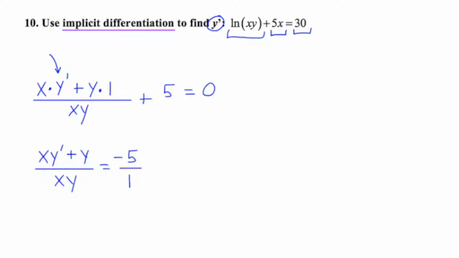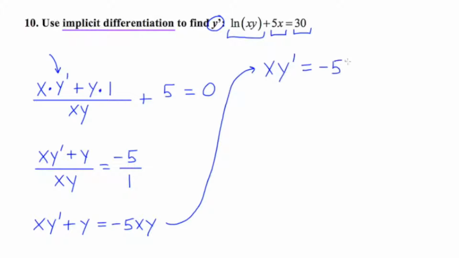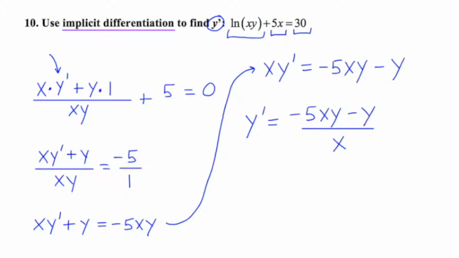So the next thing that I'm going to do is cross multiply. My next step will be to subtract y from both sides. And I'm running out of space, so I'm going to come up here. My last step in isolating y prime will be to divide by x. So we've now found the derivative using what's called implicit differentiation.